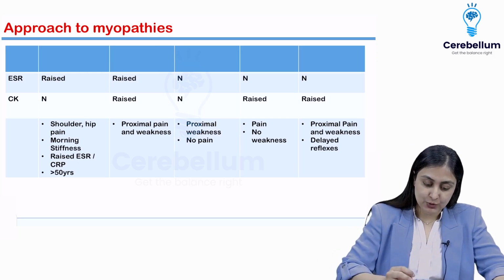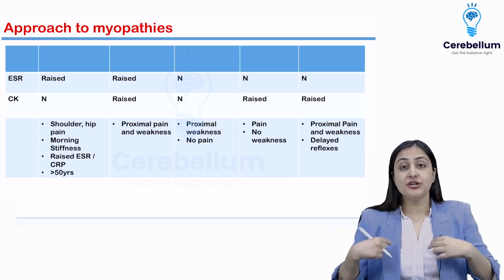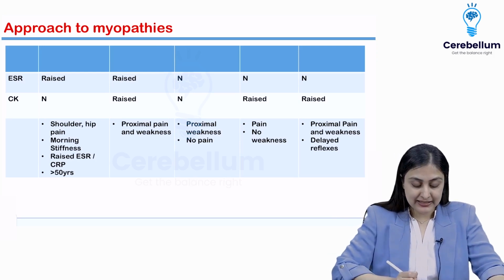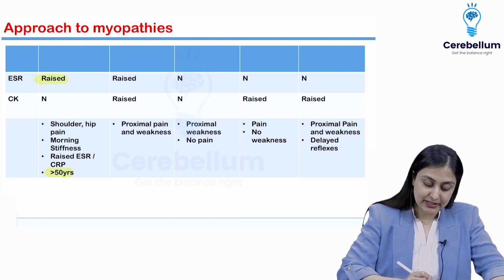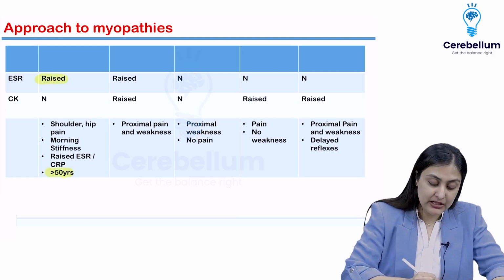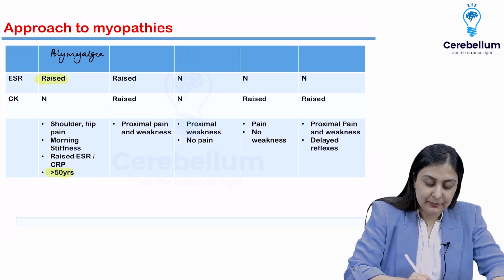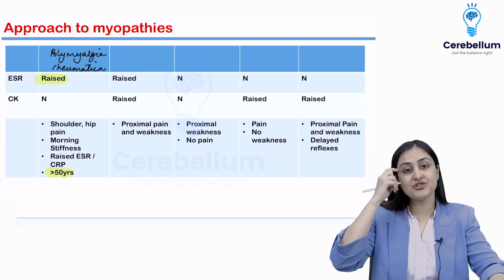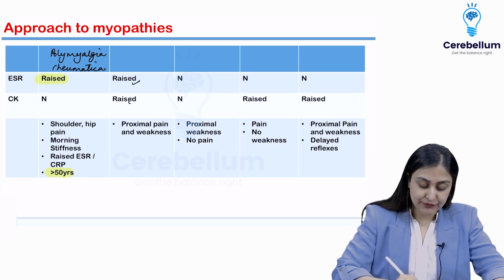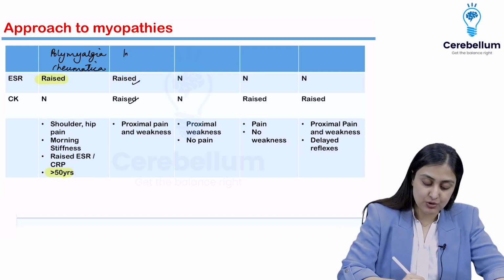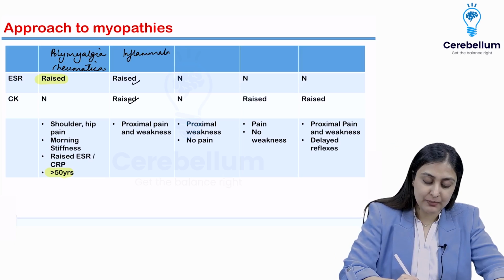Alright, so anytime you have large girdle pain, which is shoulder and hip girdle pain, in an elderly patient with morning stiffness and raised ESR-CRP, so ESR is raised but CK is normal, always consider polymyalgia rheumatica. So this is PMR. Okay, so large girdle, elderly patient, frequently related to giant cell arteritis. If you find both of them to be raised with proximal pain, you must always rule out inflammatory myopathies that we are going to be discussing in detail.